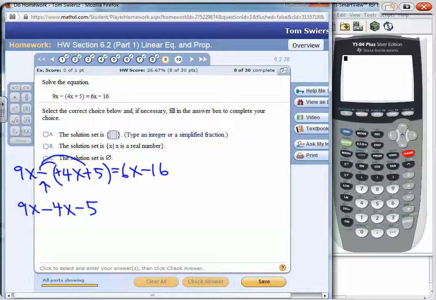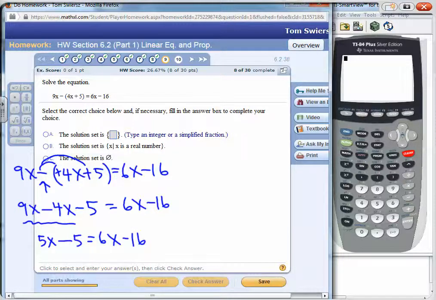Tricky here. It's easy to make a careless mistake. You must change the sign because you're distributing the minus. The right side, there's nothing to do, so we'll just copy it down. The left side now, we can combine the 9x minus 4x. They're on the same side, right? Combine similar terms and subtract the coefficients. 9 minus 4 is 5x minus 5 equals 6x minus 16.